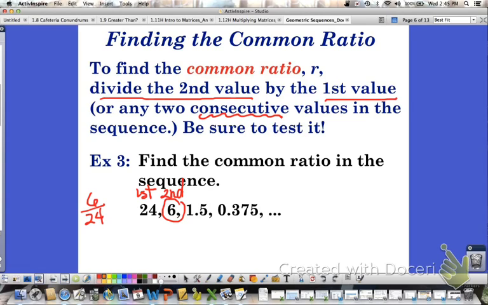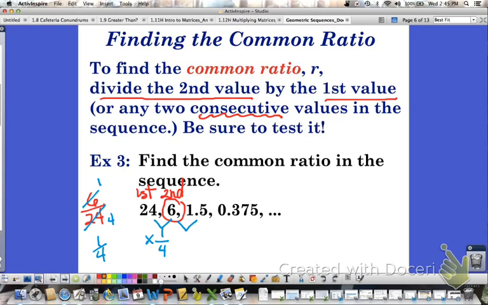6 divided by 24, or if you thought of it more in terms of reducing a fraction, you would say 6 goes into itself one time, 6 goes into 24 4 times. Or I could say what I'm multiplying by, my common ratio would be 1/2. Sorry, 1/4. I'm assuming that's what my common ratio is, but I find it very important to check it.